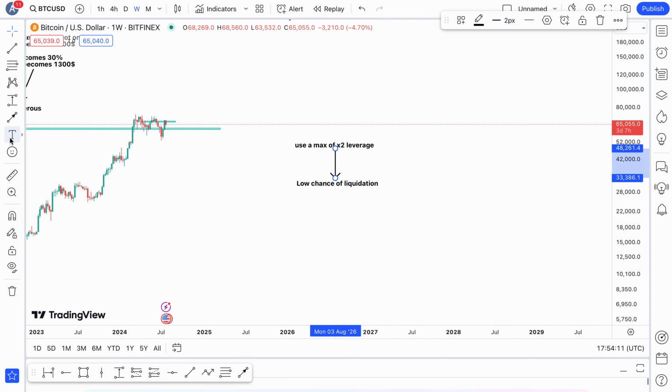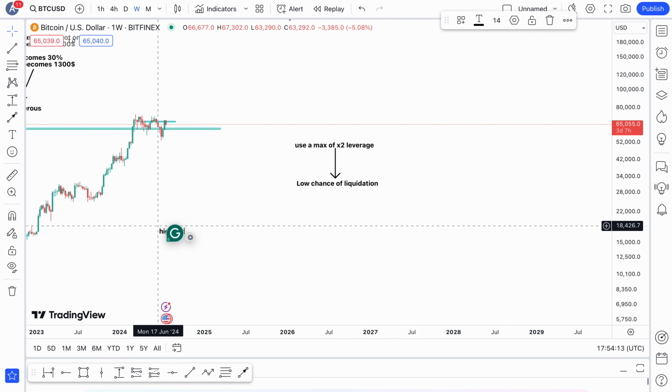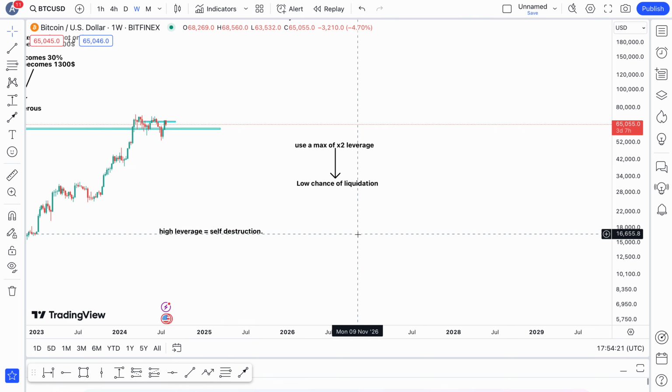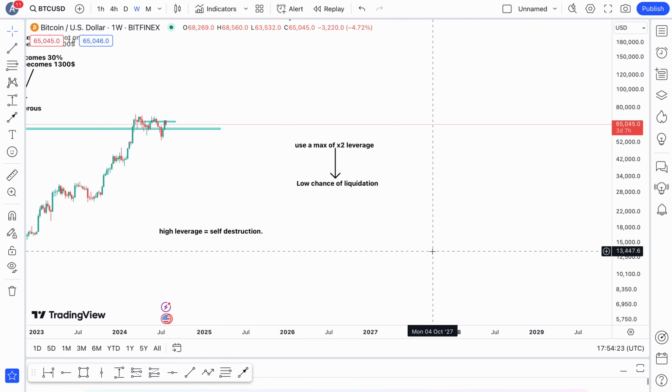High leverage equals self-destruction. Guys, there is a reason why most people are not profitable with leverage trading. Most of the people are genuinely not profitable with this.